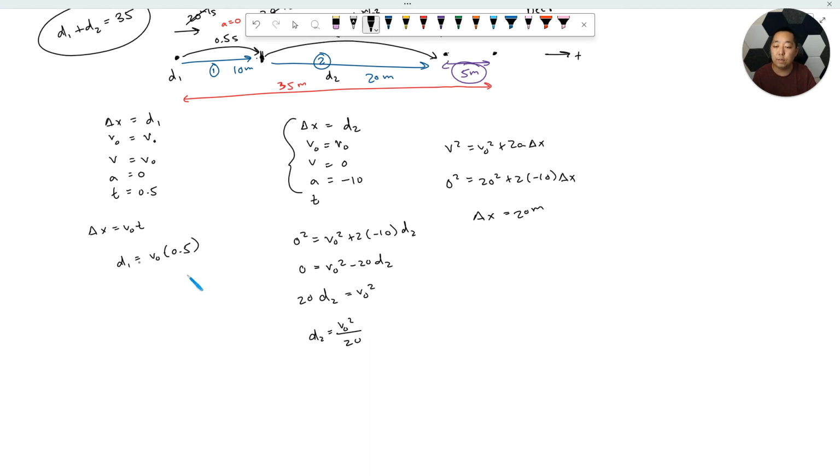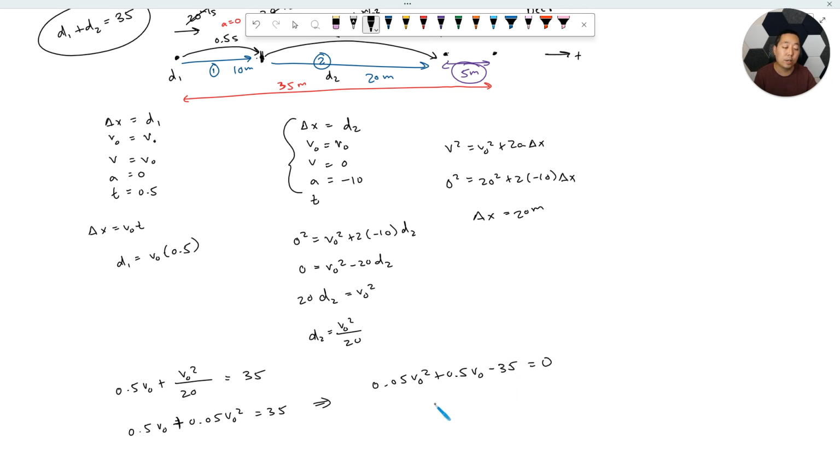Okay, so we have D1 and D2. Those are the distances. They're expressions now, not quantities we solve for, but it's still the same idea. I want to add those together, and that has to add to equal 35. Okay, so how are we going to solve this? It's a quadratic in V0. You can write this 1 over 20 as 0.05 V0 squared, plus 0.5 V0 equals 35. So then you just set it equal to 0: 0.05 V0 squared plus 0.5 V0 minus 35 equals 0. And then we use the quadratic formula, use factoring, however you want. That's how you would solve this.